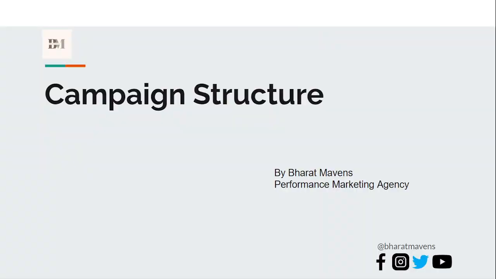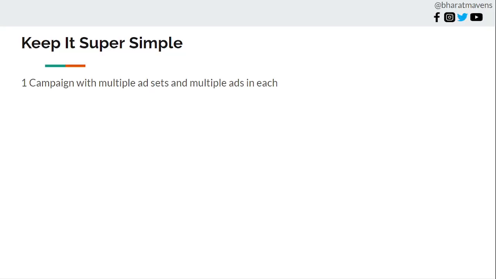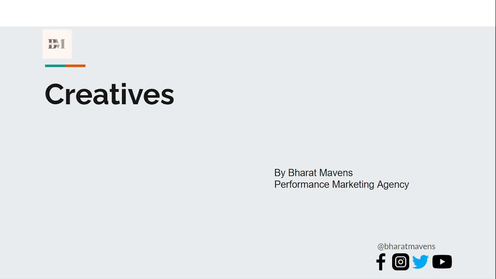After that, let's get started on the campaign structure. One campaign with multiple ad sets, and each ad set having multiple ads. Keeping it super simple. Creatives. This is the most important. How do you define the creatives such that you attract better leads?